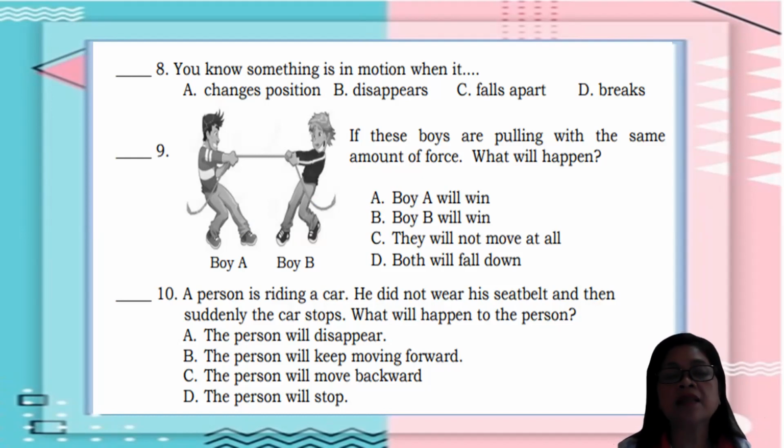Have you experienced that? Riding a car and you did not wear a seatbelt? Okay. The person will keep moving forward. Okay. Letter B is the answer. Congratulations if you got 10 correct answers for this assessment.